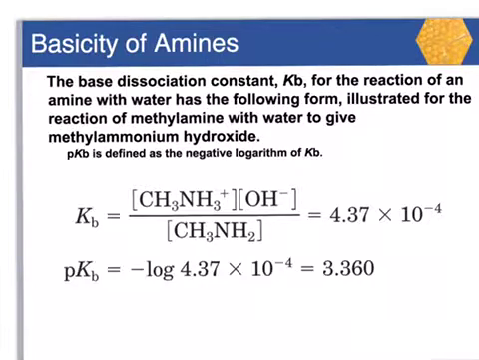So we just wrote this reaction on the previous page. Remember, when we write the dissociation constant, it's always the products over the reactants. So the methyl ammonium hydroxide was the product, and the methylamine was a reactant. We never include actual water in the equation. So here the Kb for that is 4.37 times 10 to the negative 4, and if we take the negative log, we get the pKb.